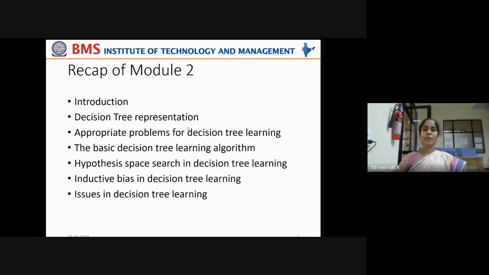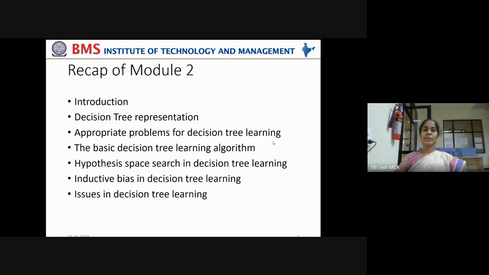And the basic decision tree learning algorithm also we have covered, that is the ID3 algorithm, and how the hypothesis space search in decision tree learning is made by using the ID3 algorithm. And the inductive bias in decision tree learning means the assumptions that the decision tree learning makes in order to arrive at some concise or optimal hypothesis. And we understood that preferring shorter decision trees by using the statistical measurement of information gain is the inductive bias for decision tree learning.